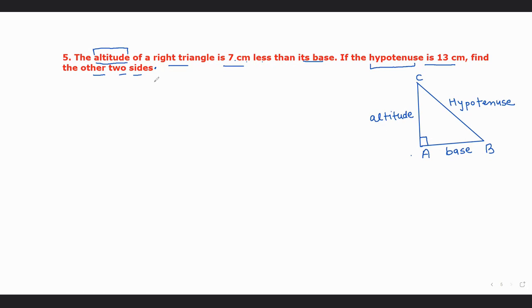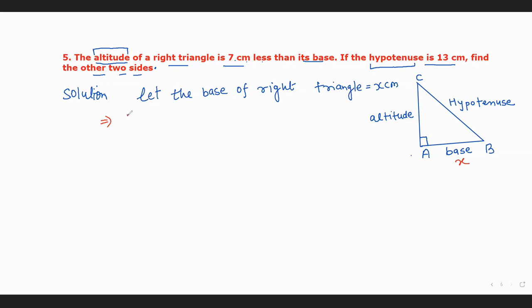Now let us consider first the base of the triangle. You see in the question, it is saying the altitude of a right triangle is 7 centimeter less than its base. So let us consider, let the base of the right triangle be x centimeter. So we have considered this is x. So now you can see this implies the altitude of a right triangle is 7 centimeter less than its base.